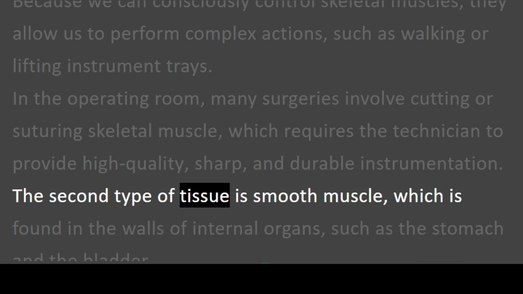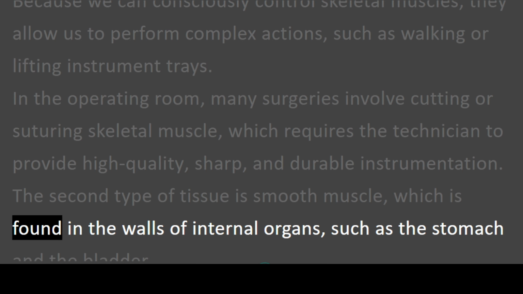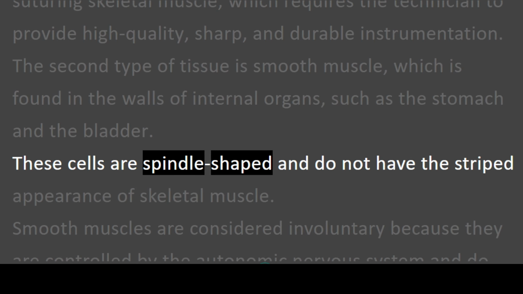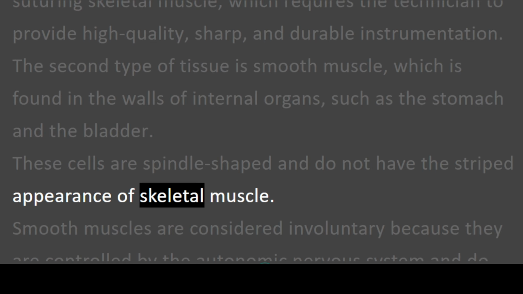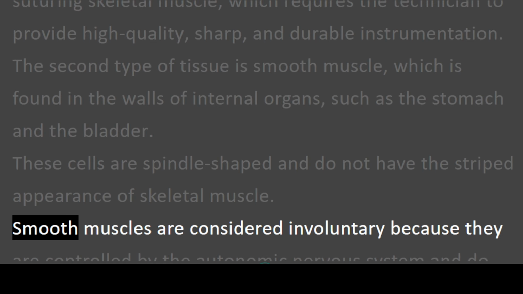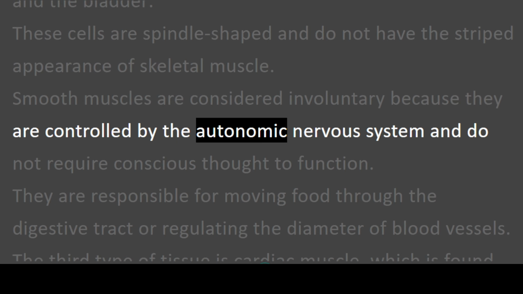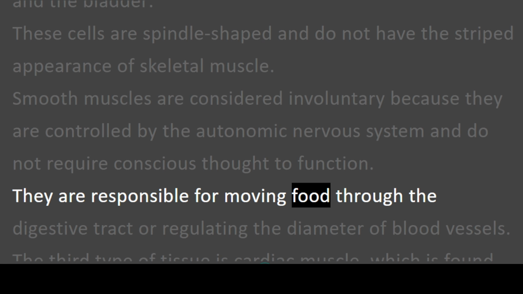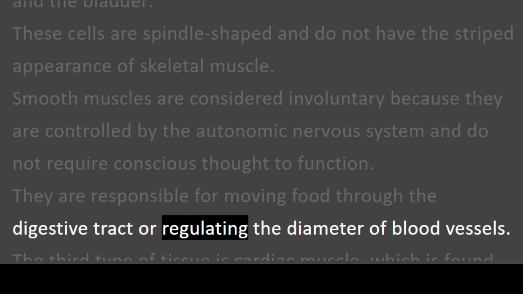The second type of tissue is smooth muscle, which is found in the walls of internal organs, such as the stomach and the bladder. These cells are spindle-shaped and do not have the striped appearance of skeletal muscle. Smooth muscles are considered involuntary because they are controlled by the autonomic nervous system and do not require conscious thought to function. They are responsible for moving food through the digestive tract or regulating the diameter of blood vessels.